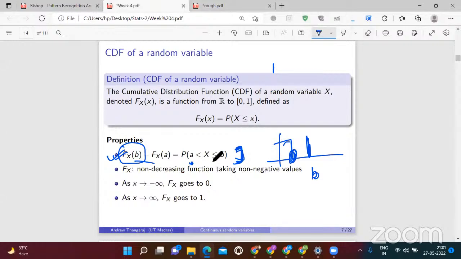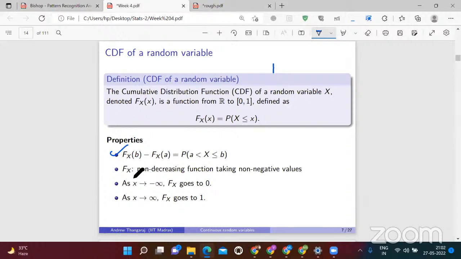For the continuous, if you are removing this also, that doesn't matter, because at B the probability value will be 0, not the PDF value. Okay. Have you got the point? So this equation is fine.